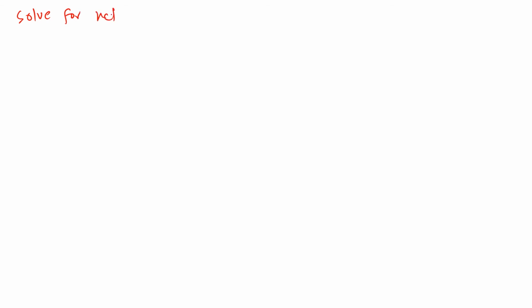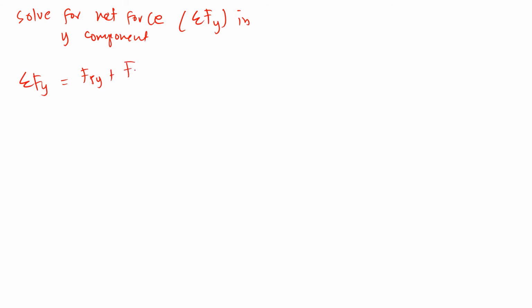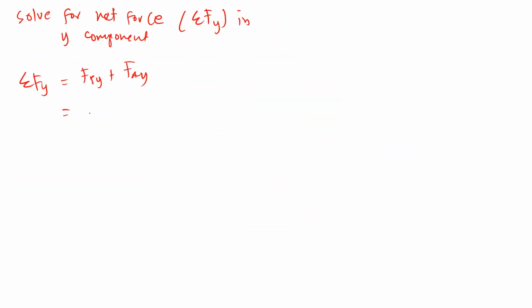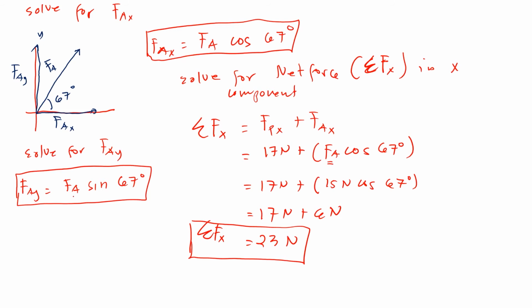net force in y component, or summation of f sub y in y component. So summation of f sub y is given by f sub py plus f sub a y. So this is equals to, let's go back to this equation here. F sub py here is equals to 0. So we can simply substitute the value of 0 newton to this variable here. So 0 newton plus f sub ay is given by this equation here.